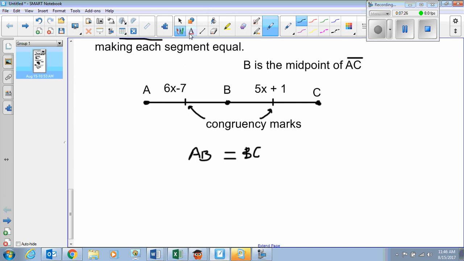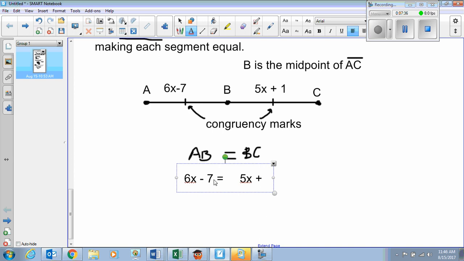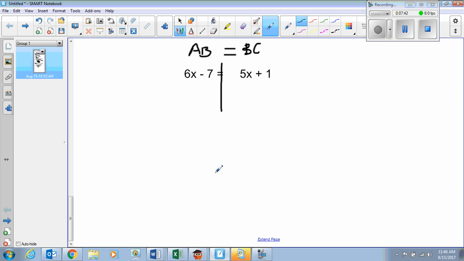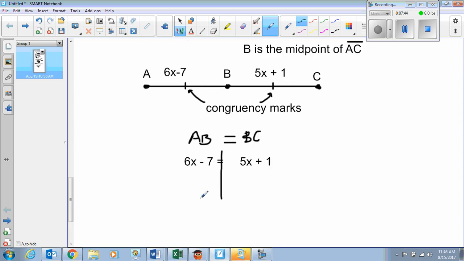AB was 6x minus 7, and that's equal to BC, which was 5x plus 1. So there's no combining like terms here. I just put the line down by my equal sign, and I go ahead and get my x's on the same side. Now you have some choices here. I like to move the smaller x's because eventually we're going to have to get x on one side.